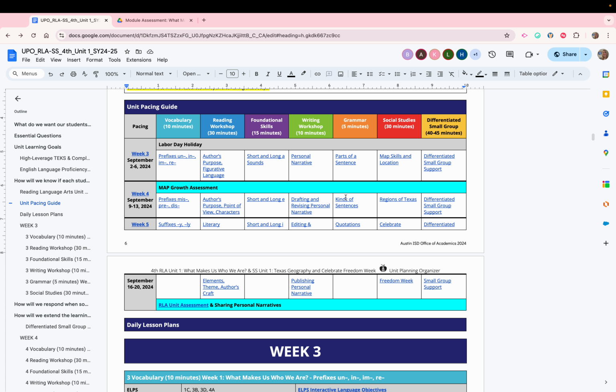Looking at what is scheduled here, each of these weeks has a focus. So week 3 is parts of a sentence. Week 4 is kinds of sentences. Week 5 is quotations. Some of these topics may be new, and some of them may be things that they've talked about for years and years and years, right?